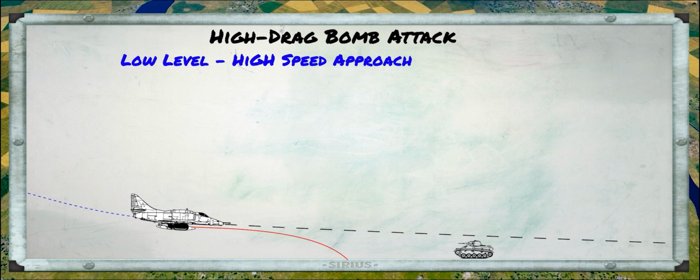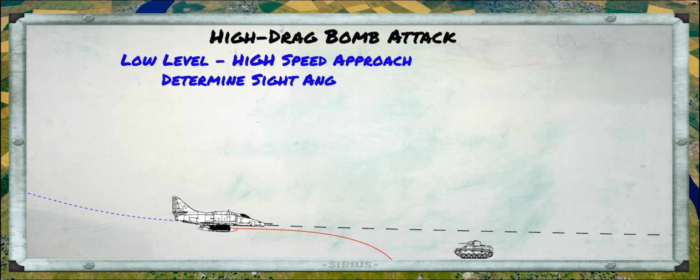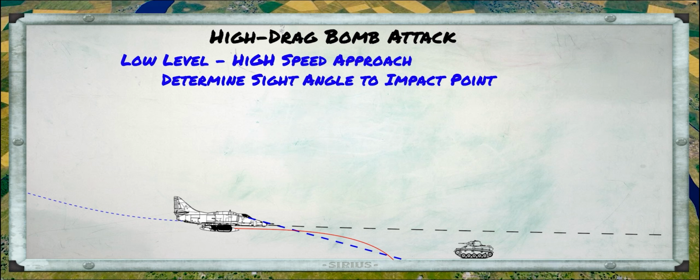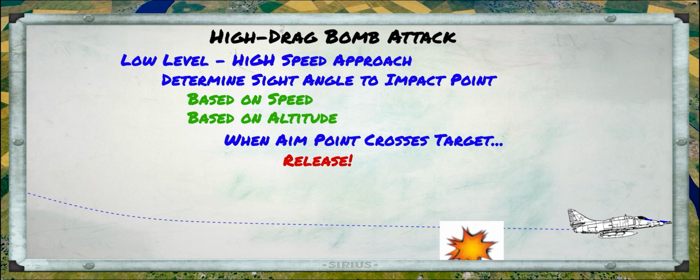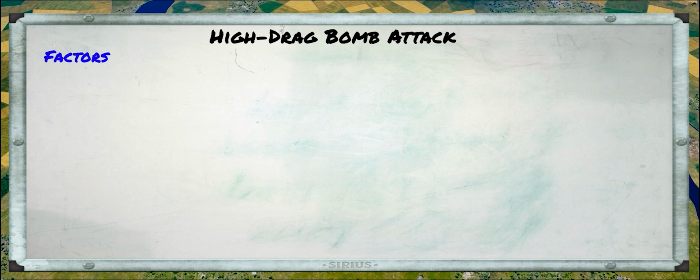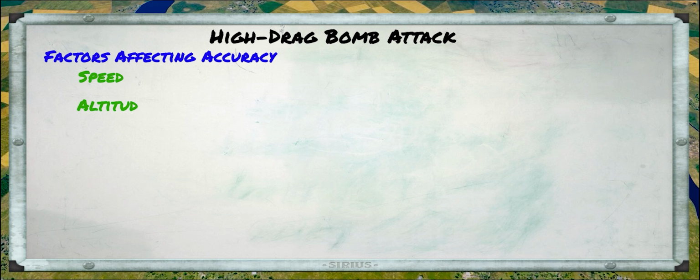So let's just take a look at how you do that. The way high-drag bombing works is you basically pick a sight angle that you want to use based on the speed and altitude that you expect to fly, and then when that aim point crosses the target, you release the bomb. Now, in order to be accurate, you have to make sure, of course, that you fly at the speed you expected to, at the altitude you expected to, and you do have to fly level.